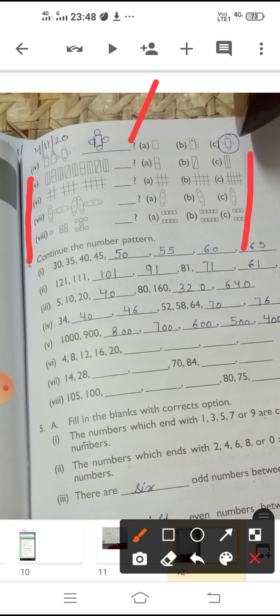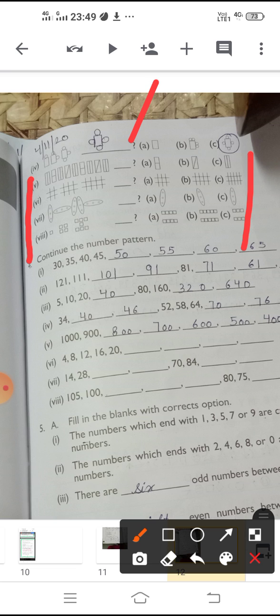Like 30 plus 5, that is 35. 35 plus 5, that is 40. 40 plus 5, that is 45. So in the same way you are going to add on and you will write down. Understood? Now 50, then you will add 5 again, that will come 55. Then next number is 60, then your next number is 65.